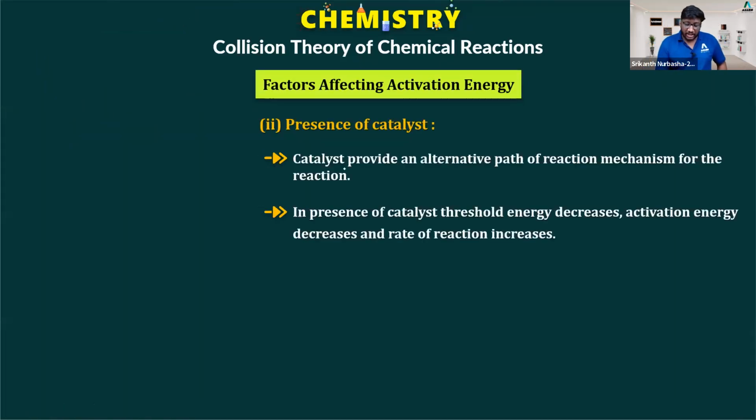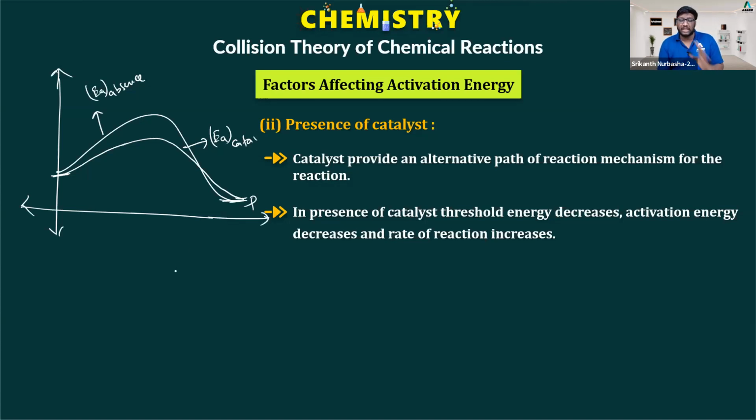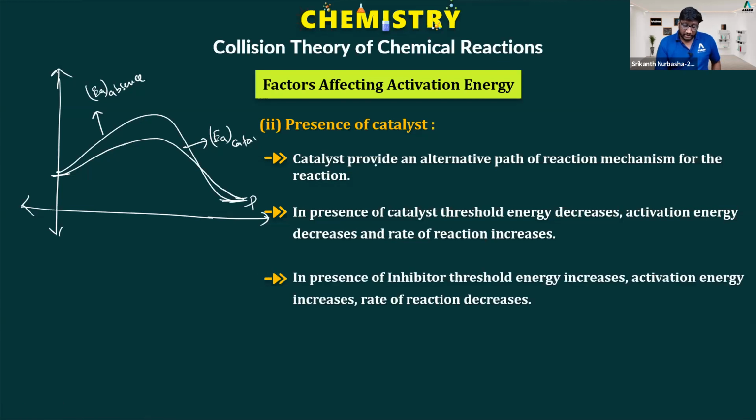Presence of catalyst. Catalyst provides an alternate path. Like in the absence of catalyst, we have this curve. Somewhere we have reactants here. Somewhere we have products here. And in the absence of catalyst, we have this activation energy. In the presence of catalyst, we have a low path. This is activation energy in the presence of catalyst. This is activation energy in the absence of catalyst. In the absence of catalyst and in the presence of catalyst, the reaction path has differed. Catalyst provides an alternate path of the reaction mechanism for the reaction.